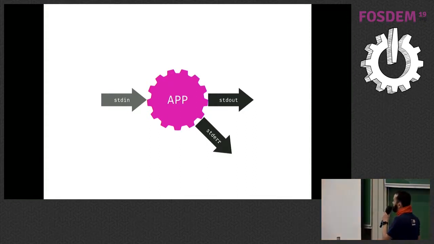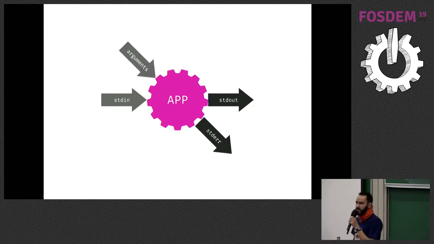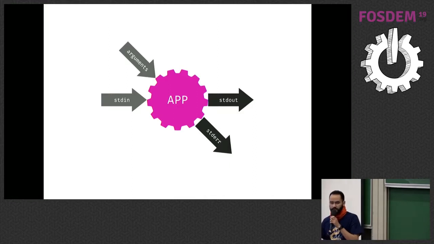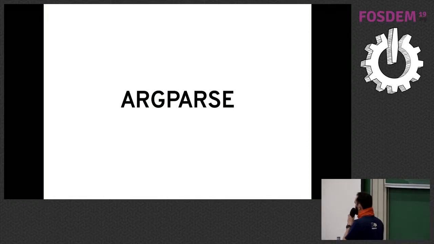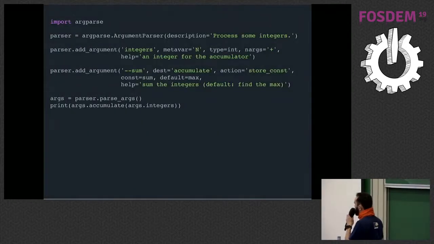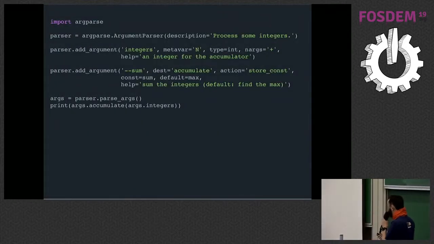And then the first thing we have to toy with configuration in our applications is the command line arguments. So in Python, we have argparse, which is included in the standard library. And you can do an argparse.